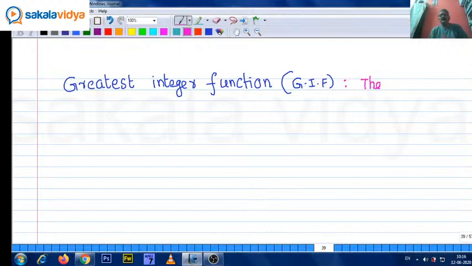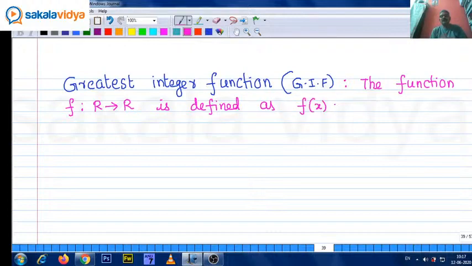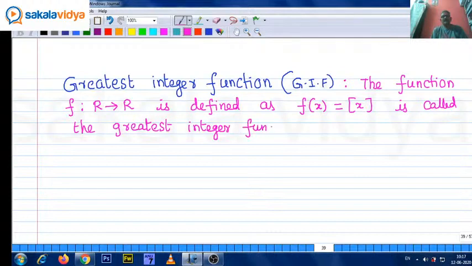The function f maps R to R is defined as f of x is equal to the integral part of x, and is called the greatest integer function. This is called the step function also.